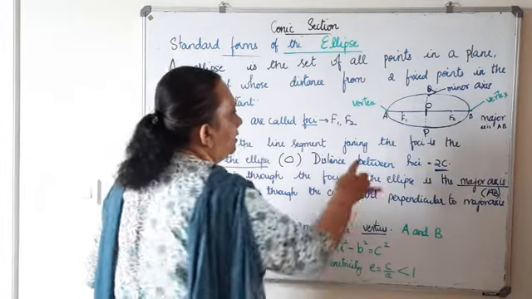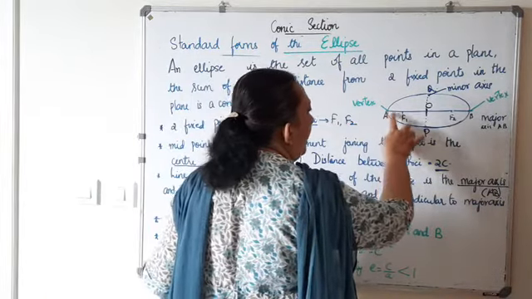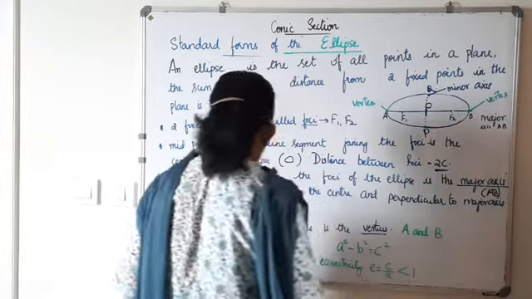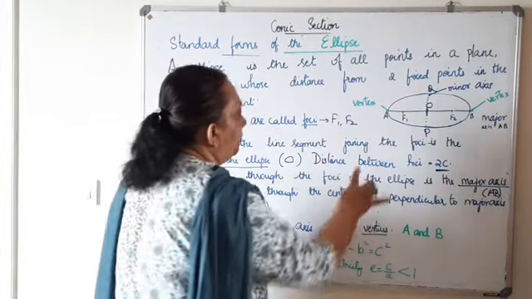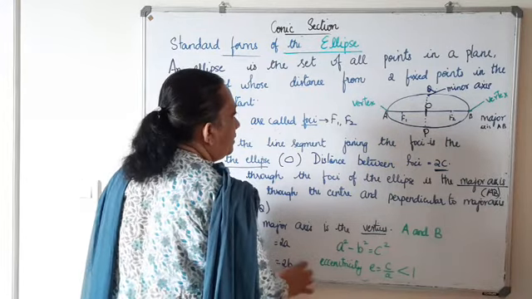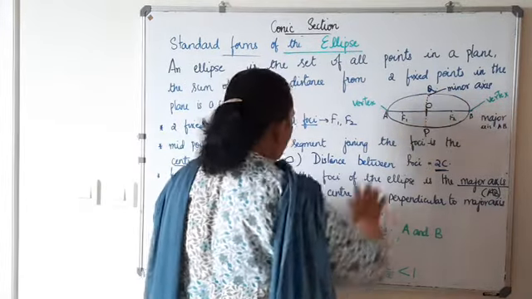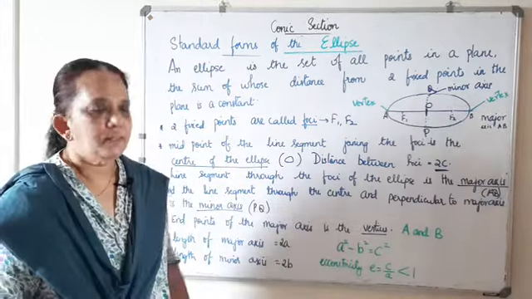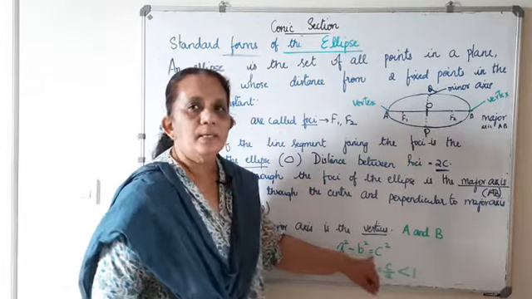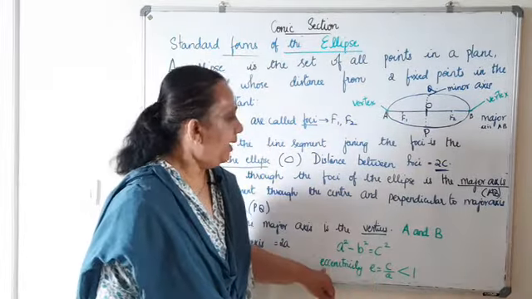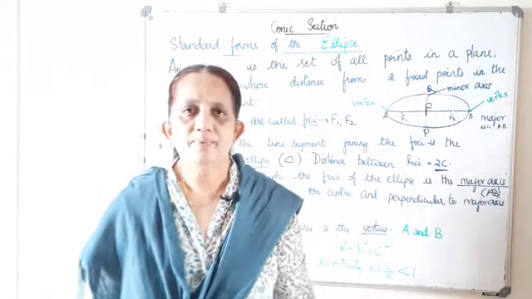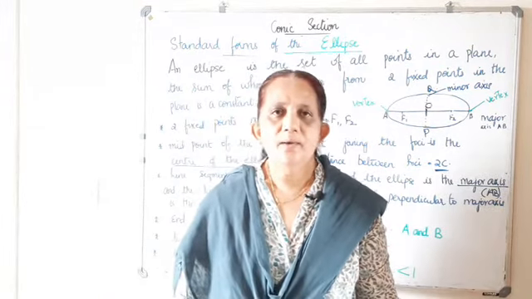The endpoints of the major axis, A and B, are called the vertices. A is a vertex, B is a vertex. The length of the major axis is equal to 2a. The length of the minor axis PQ is equal to 2b. The relationship between a, b and c is a squared minus b squared is equal to c squared, and the eccentricity of an ellipse is e equal to c by a. For an ellipse, eccentricity is always less than 1.